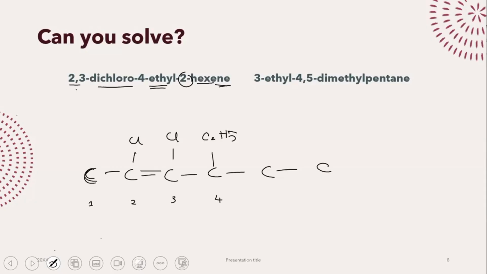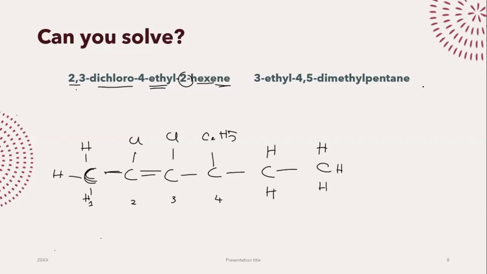Now, the rest of it, I'm just going to complete the rest of the structure. We know this is an alkene. We know each carbon atom can have four covalent bonds, right? Carbon can make 4 covalent bonds. So 1 covalent bond we have here, 2, 3, 4. 1, 2, 3, 4. There we go. So this is exactly how you're going to draw 2,3-dichlorohexane.